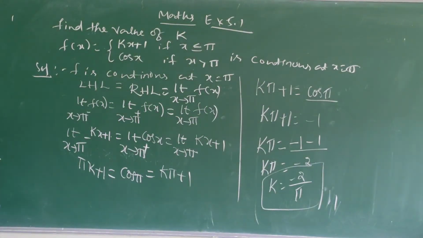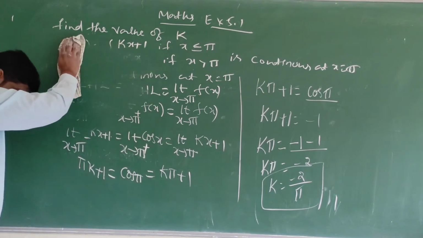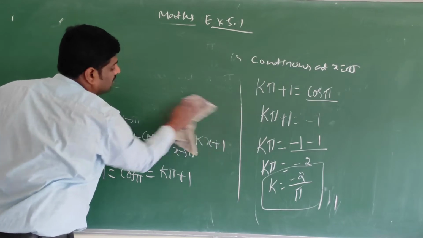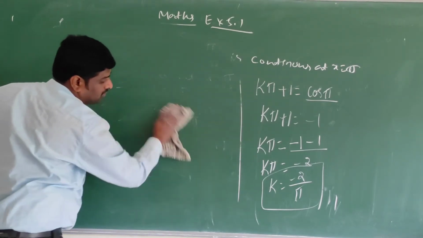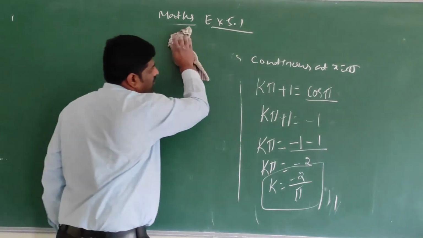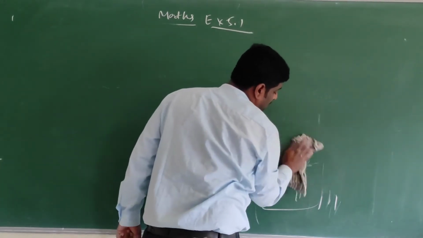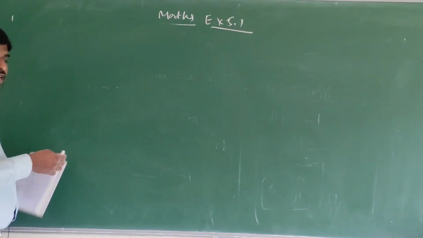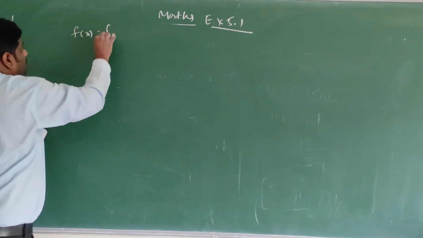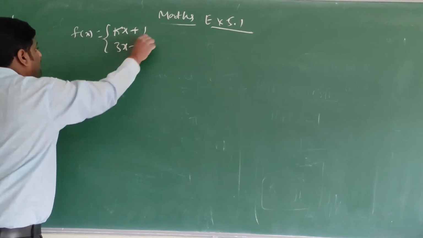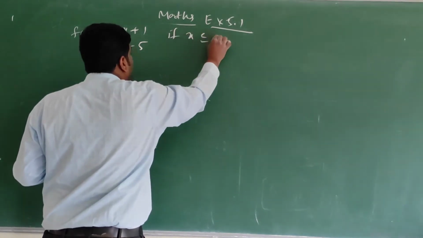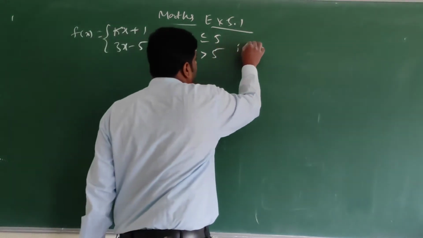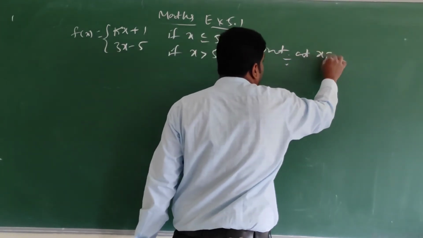We'll move on. Next problem, that is find the value of k only. f of x is equal to kx plus 1 if x is less than or equal to 5, 3x minus 5 if x is greater than 5, is continuous at x is equal to 5.